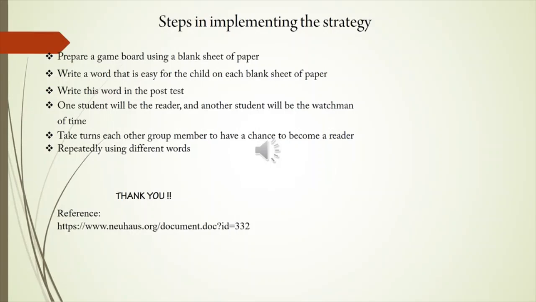Steps in implementing the strategy. First is prepare a game board. Take a blank sheet of paper and number it on the paper. Next, under each number write a word that is easy for students, such as kind of fruit.